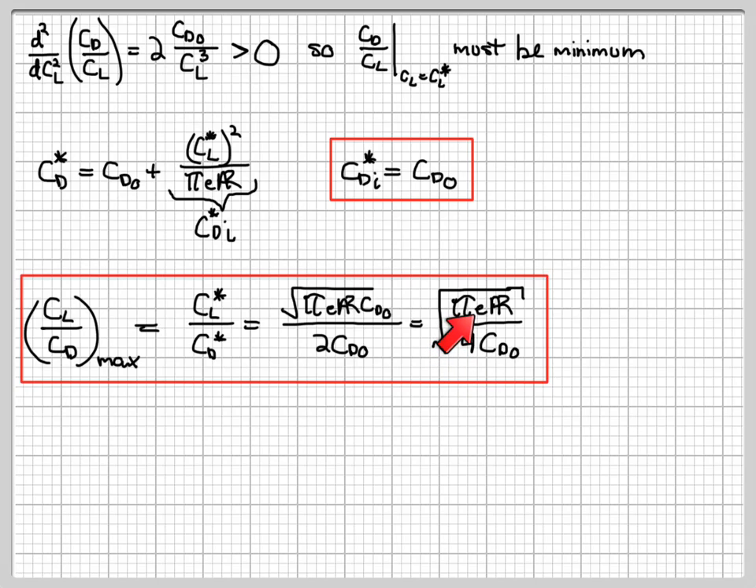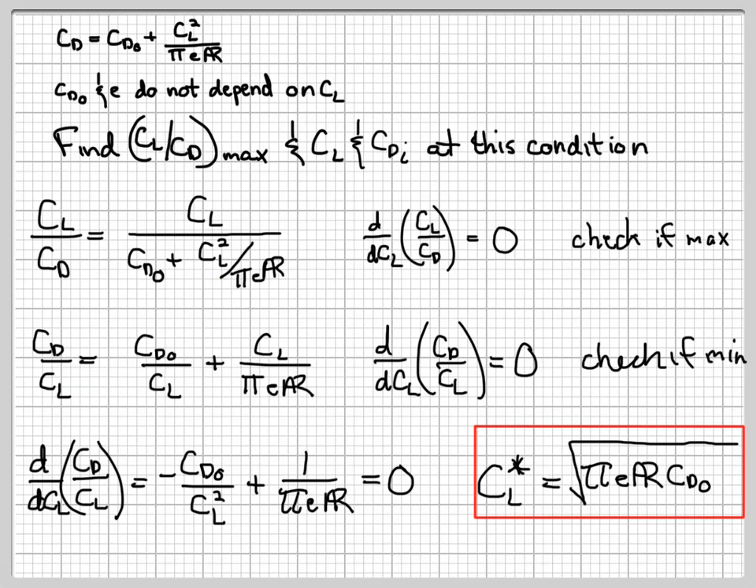One other thing to point out, I'm just going to go back to the previous page. This CL star result down here says that the CL at the maximum lift to drag is also dependent on aspect ratio and CD0 and e. I want to point out the aspect ratio part. So lift to drag, if we want to maximize, we want to increase aspect ratio. And what that means is that effectively you'll be having a larger CL. So the problem is that if I increase my aspect ratio, I'm going to need to be achieving a higher CL.